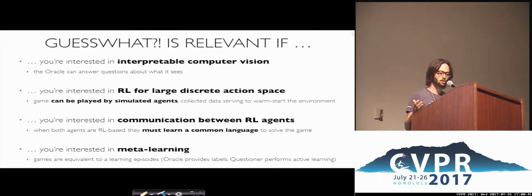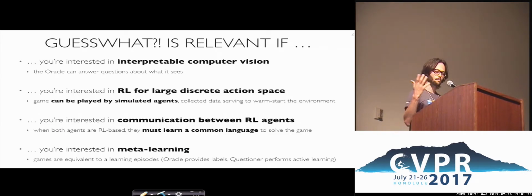If you're interested in interpretable computer vision, I think that's interesting in the sense that you essentially have agents that answer questions about what they're observing in images. That makes them more interpretable. And more on the machine learning side, if you're interested in RL in large action spaces, well, if you were to train both agents by RL, the action space, as was described in the previous talk, is essentially words. So that's very high dimensional. And not just words, but sentences. So if you're doing research on RL in large, high-dimensional spaces, this might make for a nice benchmark for evaluating solutions.